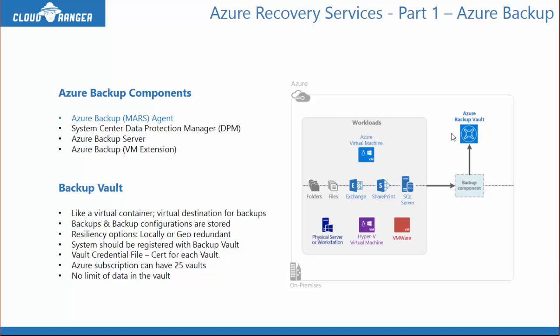So anytime you have a system where you have an agent that needs to be installed, to communicate with the backup vault it has to be registered. So basically you tell, let's say, this virtual machine, to register itself with this backup vault, right? Because you can have multiple backup vaults in one subscription, or a backup vault in a different subscription, but you need to register that. And the way you do that is with a vault credential file.